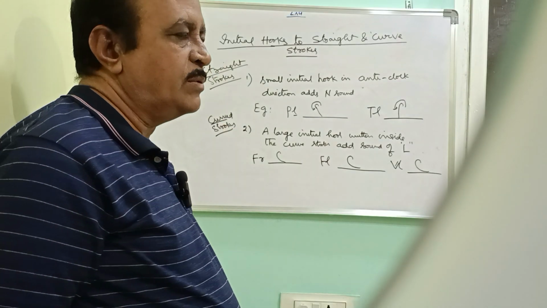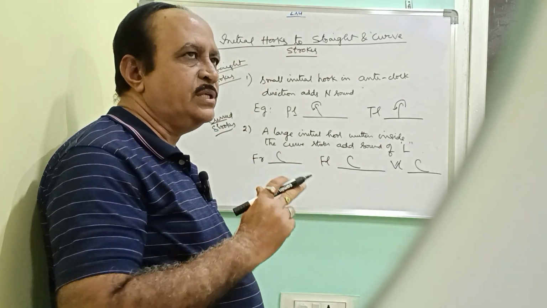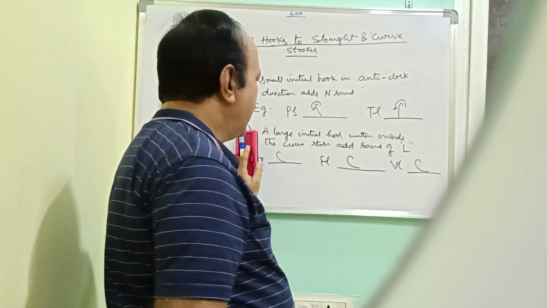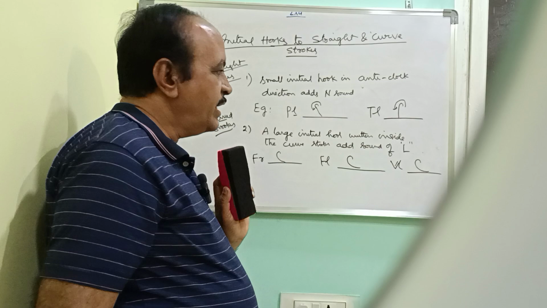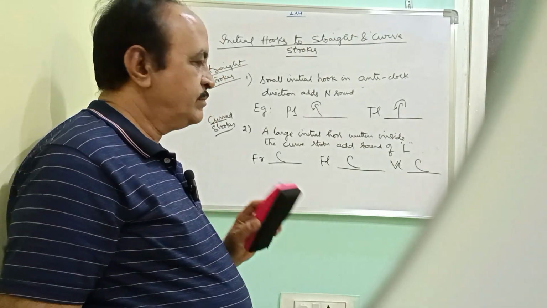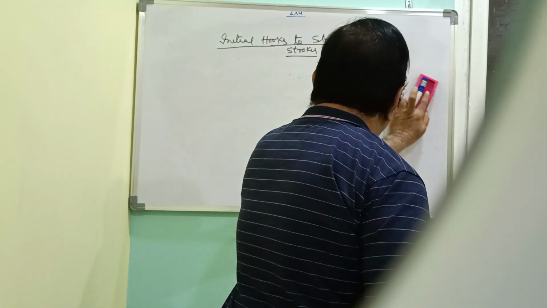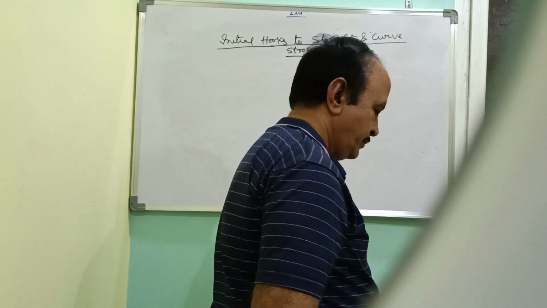Then like this, we have learned about the initial hooks. That means R hook to straight strokes and curve strokes, L hook to straight strokes and curve strokes so far. Fine. I think it is very clear. You understood this. I will go to the next portion.